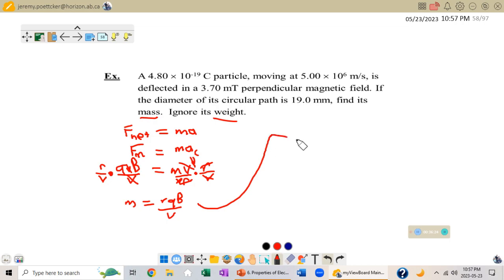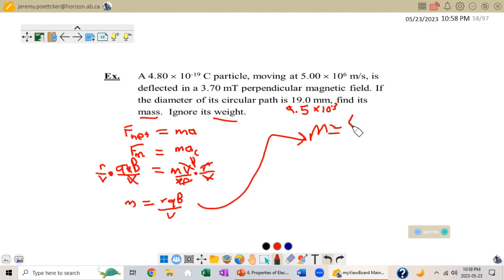So let's just work our way up here to finish this off. M then is going to be equal to the radius. Ooh, this is diameter, so I got to change this. This is going to be 9.5 millimeters. I need to change that to meters. So, depending on how lazy I feel, 9.5 millimeters is the same as 9.5 times 10 to the negative 3 meters, or 0.0095. Either way works.